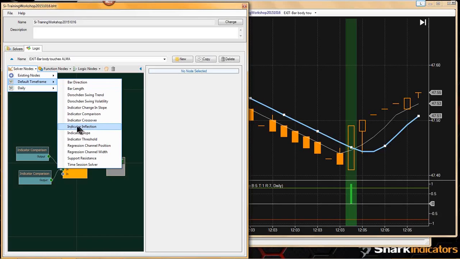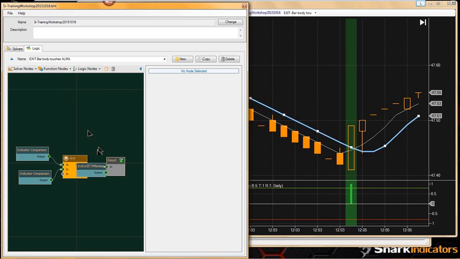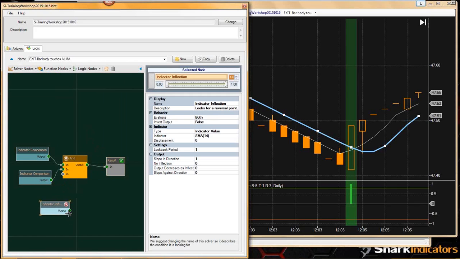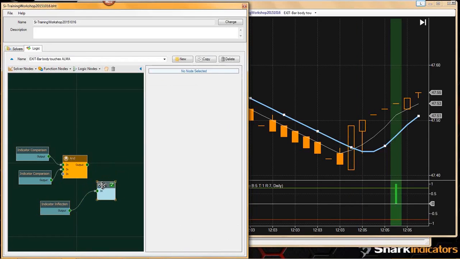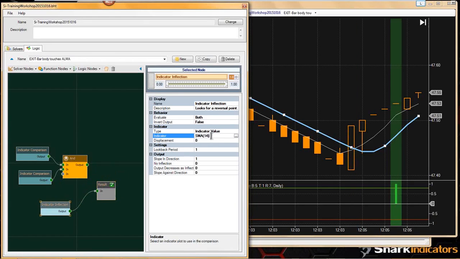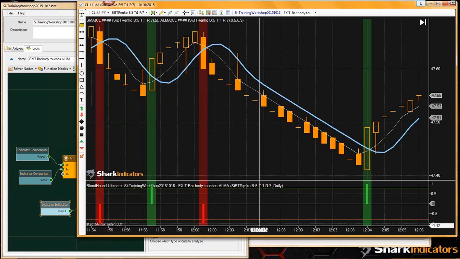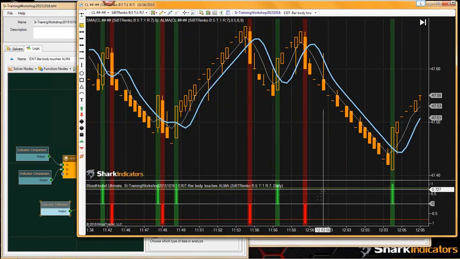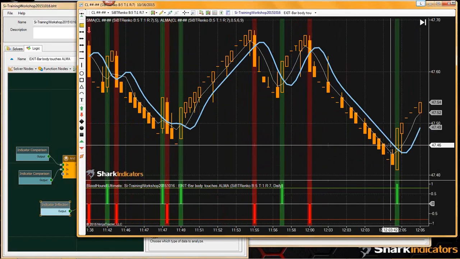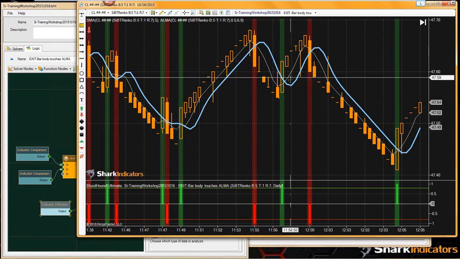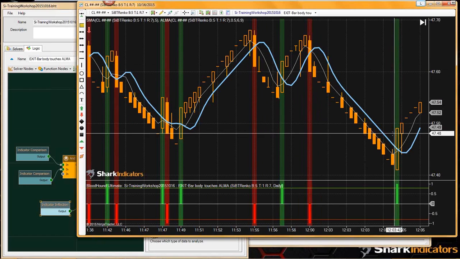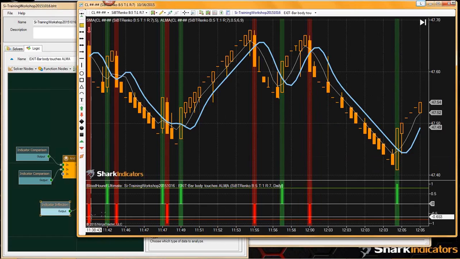All right, so we have an inflection solver here. Let's put that on here. We'll connect that up, and we're going to look at the inflection of price, so we'll set our type to price. And if we look at the chart now, we see we get the exact same thing. Whenever the bar reverses, we're getting a signal here that would close out the trade.